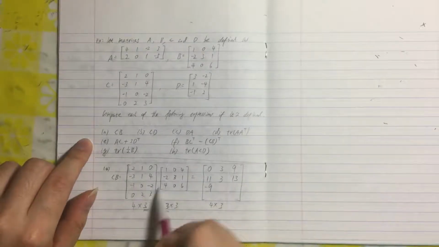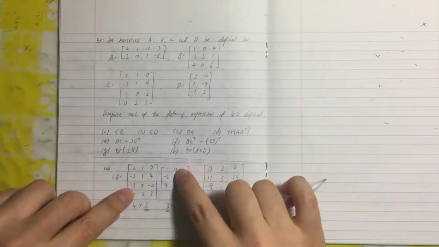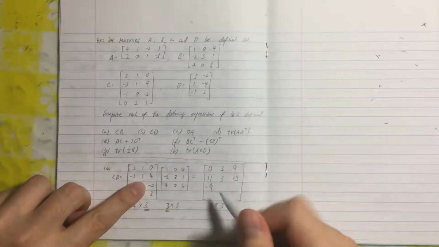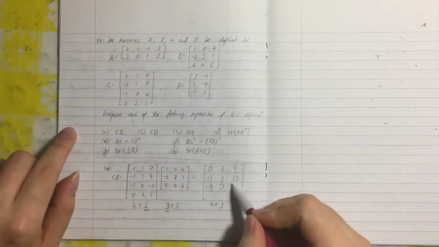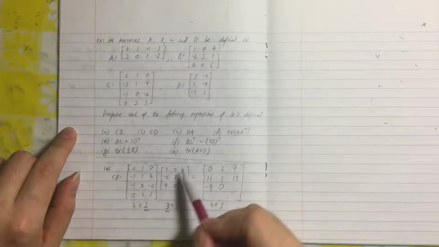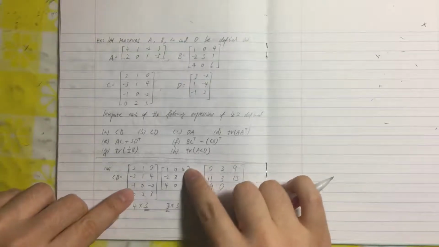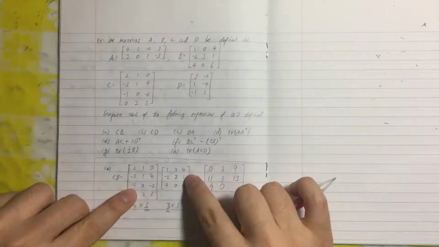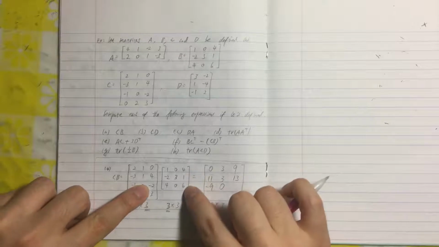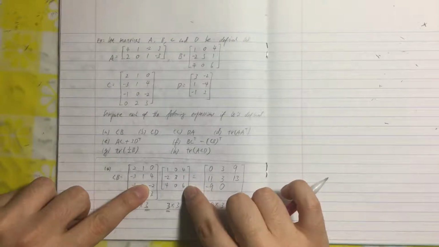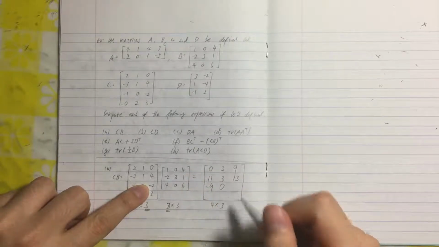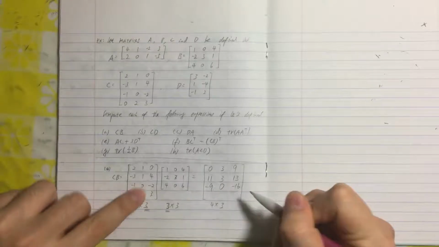Next, third row, second column. 0, 0, 0. Together is 0. Next, third row, third column. Negative 4 plus 0 plus negative 12. Negative 4 plus negative 12 is negative 16.